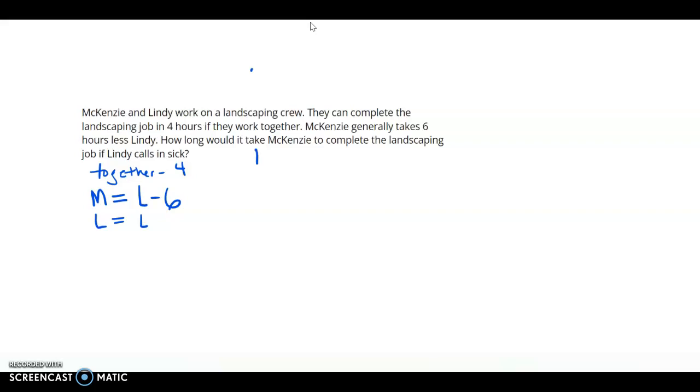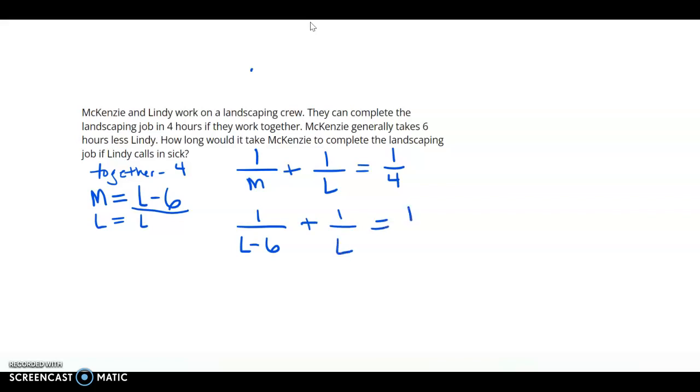So when we're setting this up, we want to say, okay, 1 over M, however long Mckenzie takes, plus 1 over L, however long Lindy takes, equals the time they take together, which is 1 over 4. Now we like to have this in the same variable. We only want one missing variable, so I definitely want to put the L minus 6 in for M. So 1 over L minus 6 plus 1 over L equals 1 over 4.